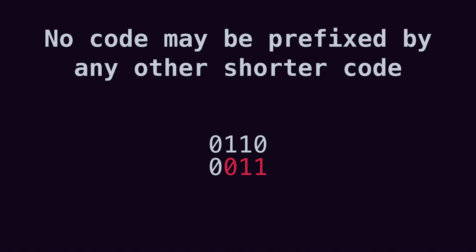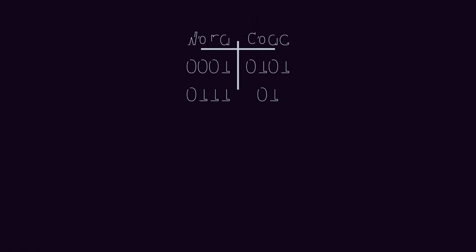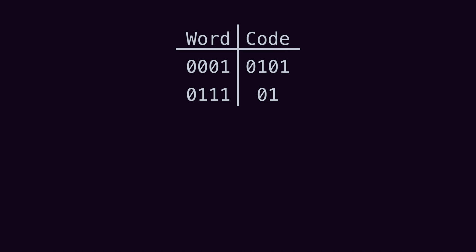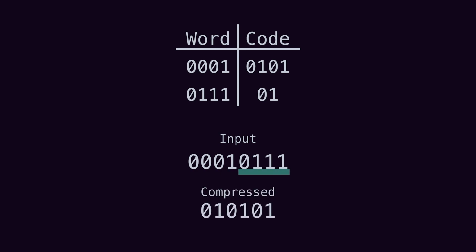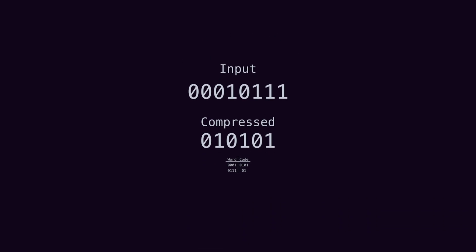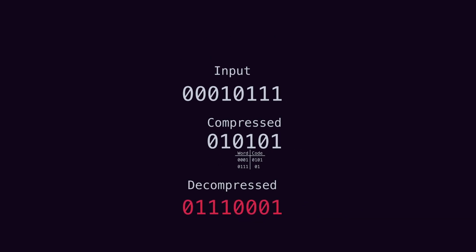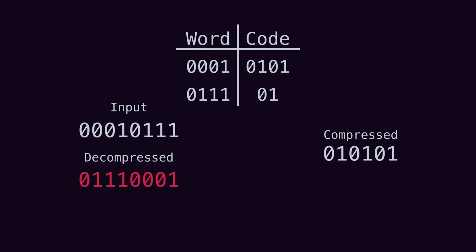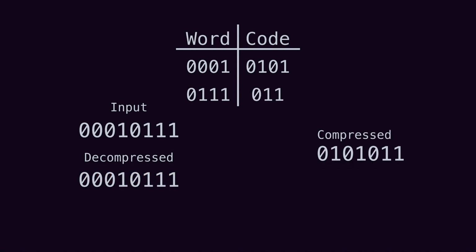To see why this condition must hold, consider the following scenario. Let's say that the 4-bit words 0001 and 0111 are assigned to the codes 0101 and 01 respectively, and that the input string to be compressed is 0001 0111. With this input string and the code assignments given, the compressed string will be 010101. Upon decoding the output, we realize that we don't get back the input like we expected. In order to fix this issue, we can change the code assigned to 0111 so that it doesn't prefix the code for 0001.